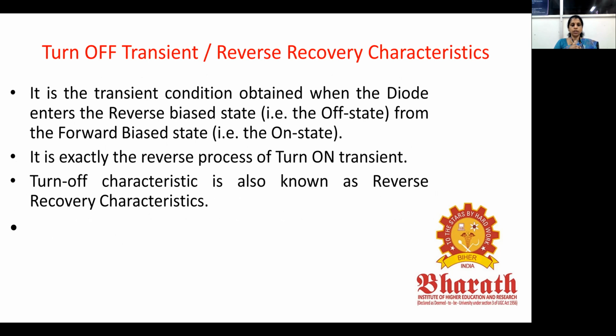And coming to the turn off transient. So what is the meaning of turn off transient? We are removing the voltage for the diode, and your diode is gradually going to turn off. So for turning off, what should happen? The charges which were stored during the turn on transient have to be removed gradually. So this transient from on to off is called the reverse recovery characteristics. It is the transient condition obtained when the diode enters the reverse biased state from the forward biased state, just the opposite of the turn on transient.